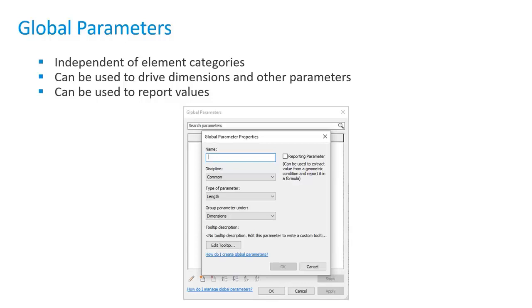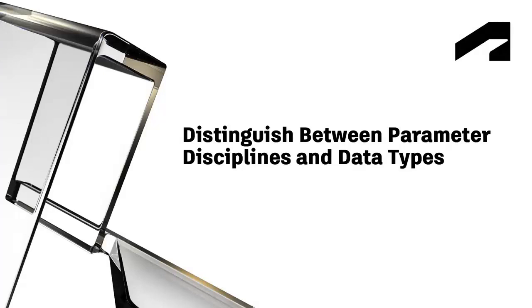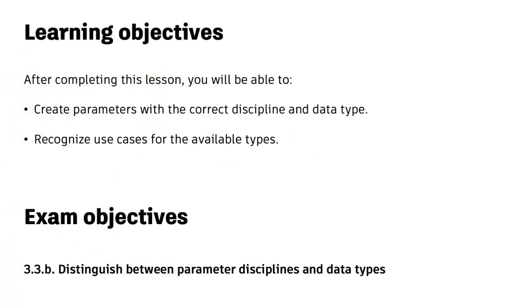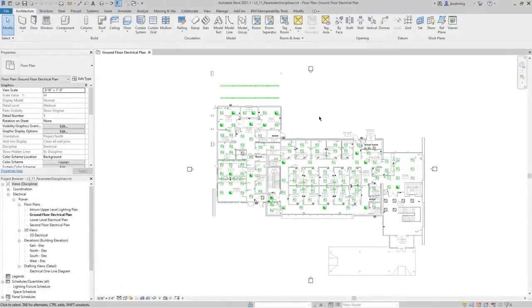So just to summarize, there are project parameters, family parameters, shared parameters, and global parameters. In this video, we will cover creating parameters with the correct discipline and data type, and recognizing use cases for the available types. When creating parameters, it is critical that they are assigned to the correct discipline and data type. This will affect the functionality of the parameter as well as the available units.